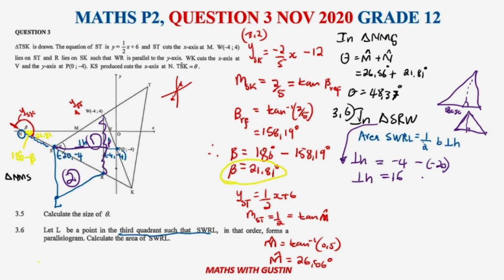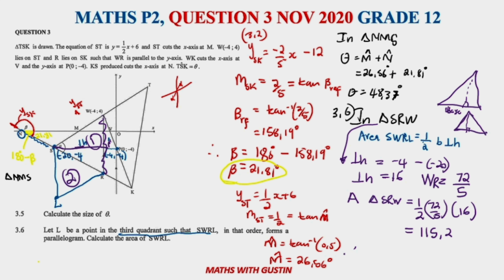So therefore, WR would be our base, which was given by 72 over 5 from our straight line. Therefore, the area of this triangle S equals half base, which is 72 over 5, multiplied by the perpendicular height, which is 16, therefore it would give us 115.2.